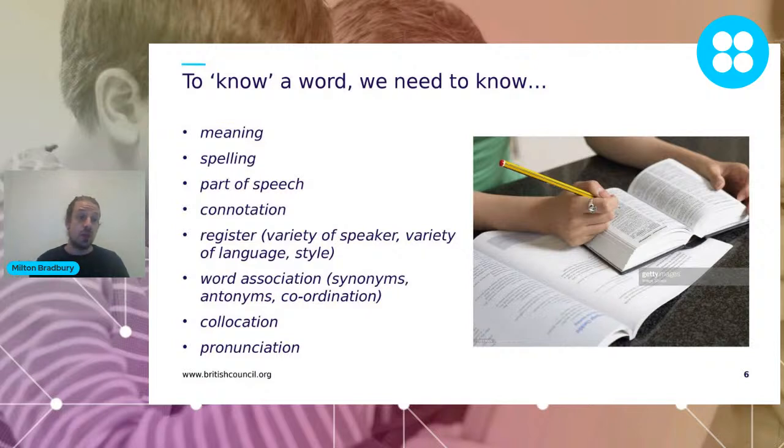Connotation. So has it got a positive connotation? Has it got a negative connotation? A classic example of what connotation means is the difference between slim and skinny. So slim is something positive. Many people want to be slim.